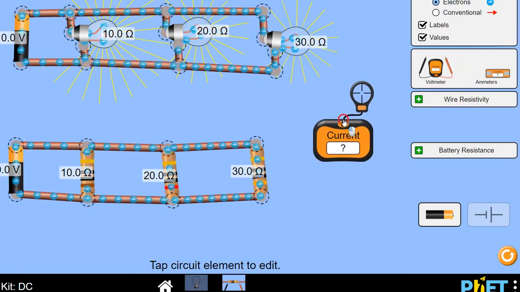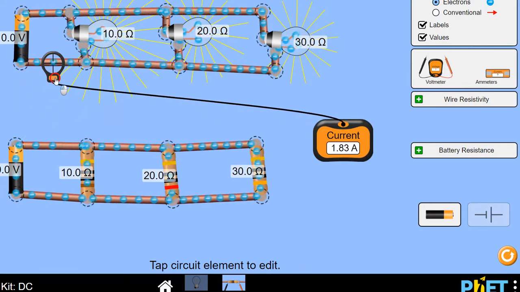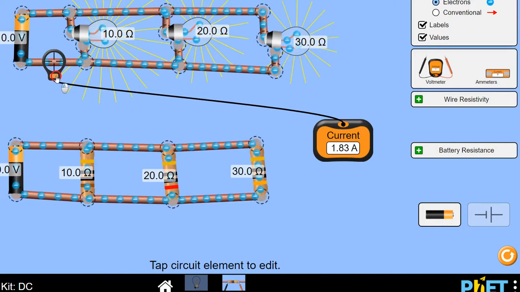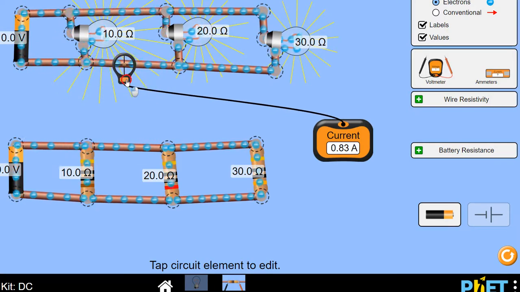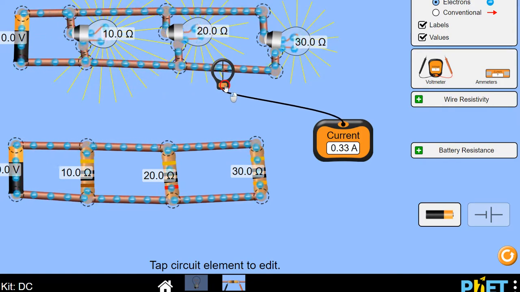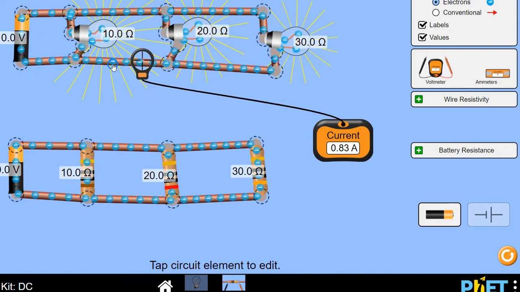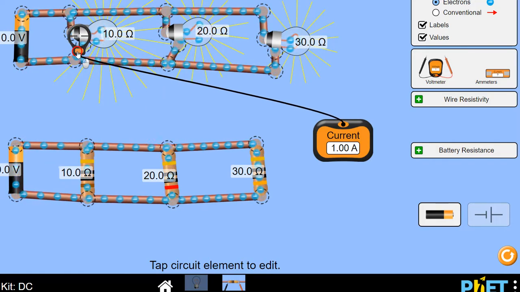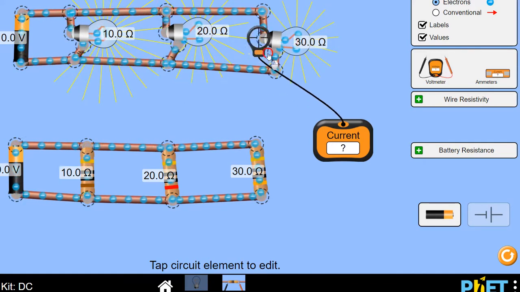So if we get our little spot-on amp meter, we can go across here. And if I look right here, this is going to be my total amps, because this is before any of the loads. So I have 1.83. If I go right here, I only have 0.83, and if I go right here, that's 0.33. So if I put it in, actually on each load, I got 1 amp going through here, half an amp going through here, and 0.33 amps going through here.